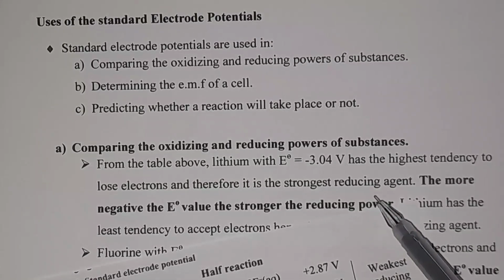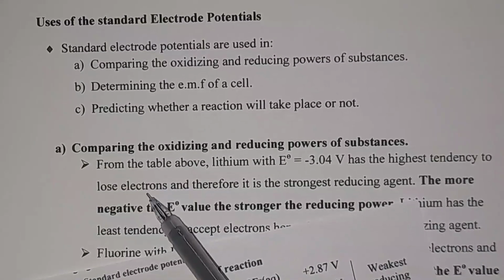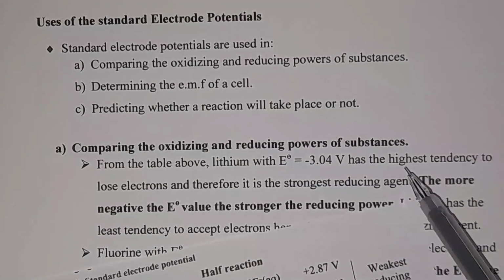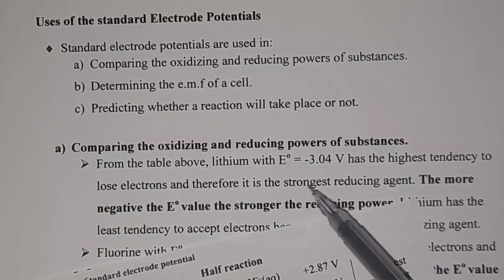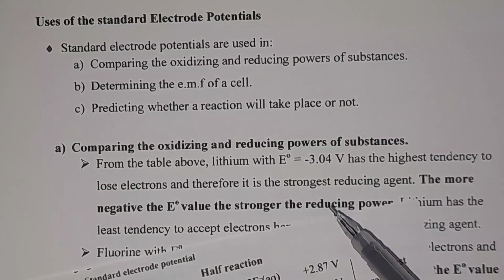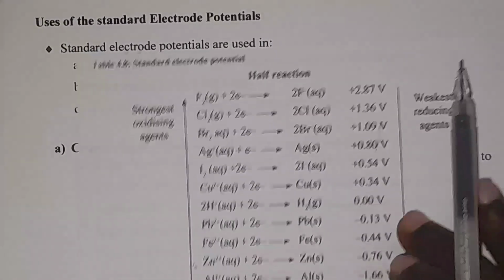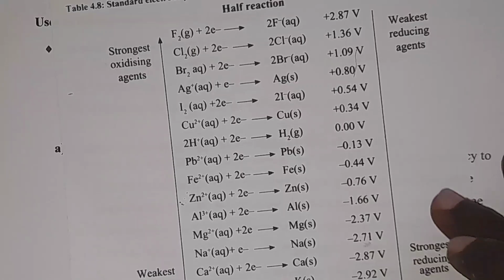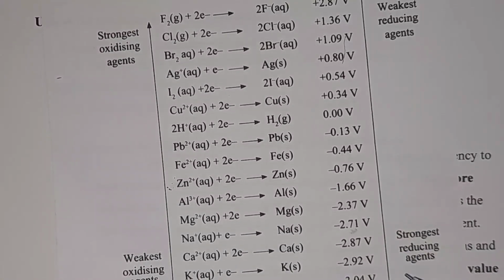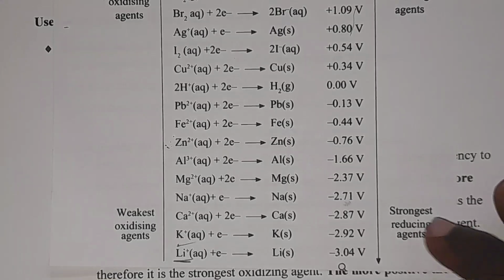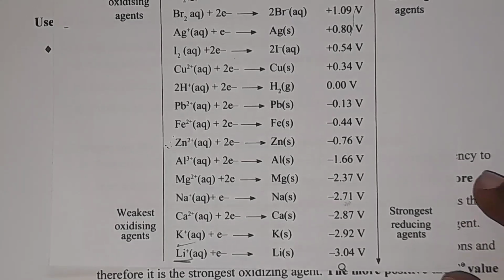What is oxidation? We said oxidation is loss of electron. So the one that has the highest tendency to lose electrons is the one that's going to have the most oxidation. That means the strongest reducing agent. So from the table below, lithium will be the one that is the strongest reducing agent because it has the most negative standard electrode potential value.